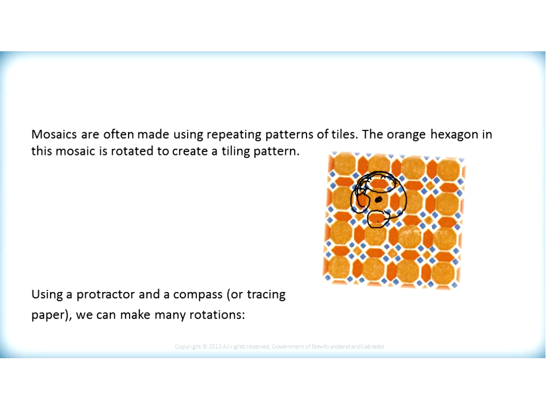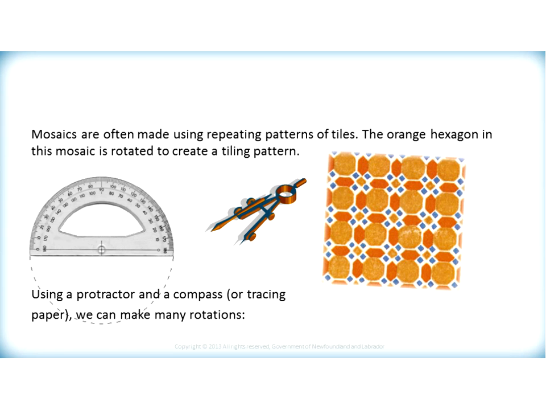And there's a couple of ways we can make rotations. The first and the best way, in terms of being able to do all the different types of rotations you might see, is using a protractor and a compass, or tracing paper if you don't have a compass handy. The object on the left is our protractor, which gives us our angle measures, and our compass is an object that helps us make arcs or full circles.